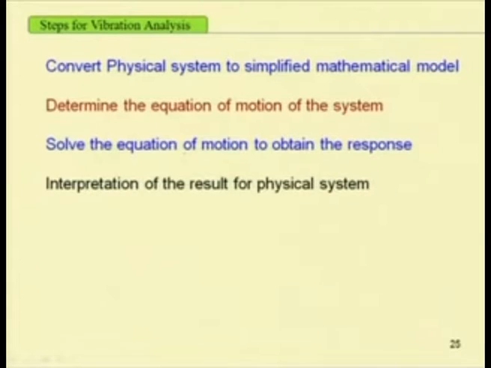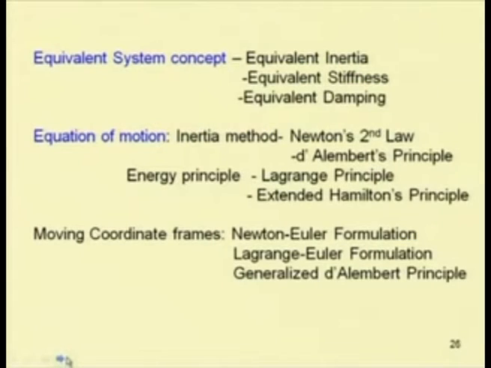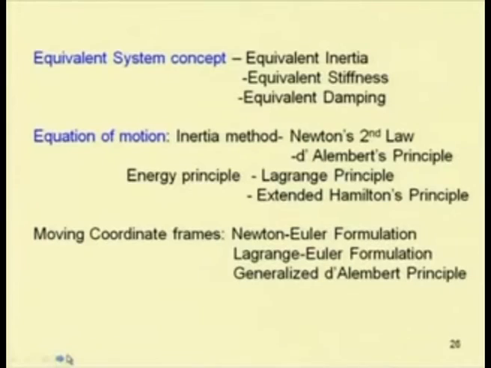So, for example, let us see one system. We can convert a physical system by using equivalent inertia, equivalent stiffness and equivalent damping, and for finding the equation of motion we may use an inertia based method, that is Newton's second law, D'Alembert principle, or energy based principles like the Lagrange principle and extended Hamilton's principle.